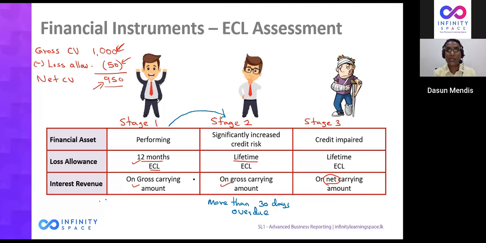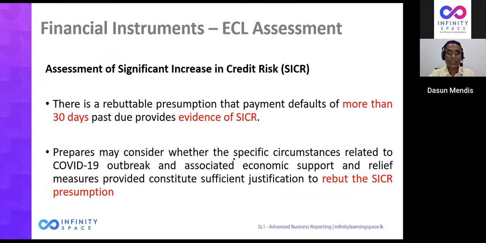They can say that even though this customer is not going to pay me for more than 30 days because he is using the moratorium, I don't want to classify the loan into stage 2. Banks don't want to classify loans into stage 2, because if loans are classified into stage 2, loss allowance will be higher. Why would the loss allowance be higher? Because stage 2 means lifetime expected credit loss. Understood?